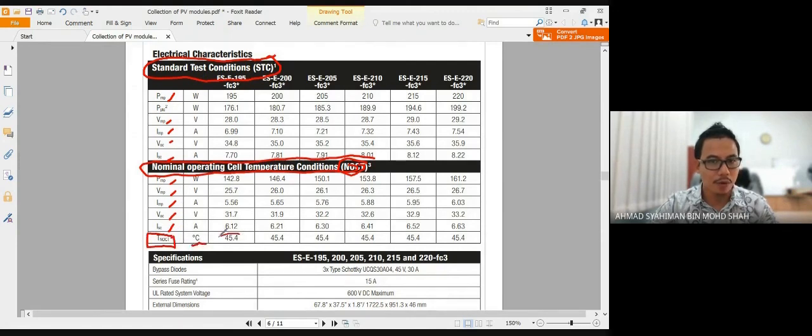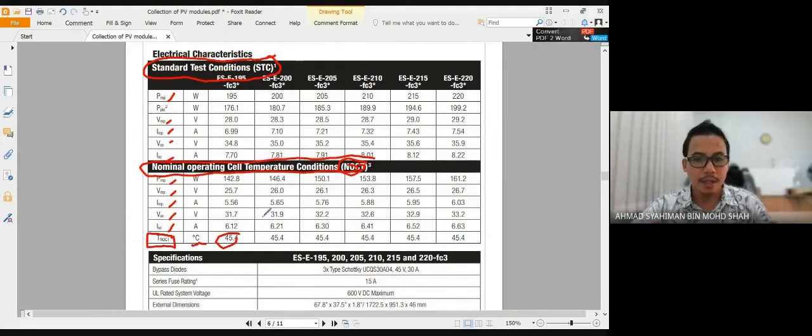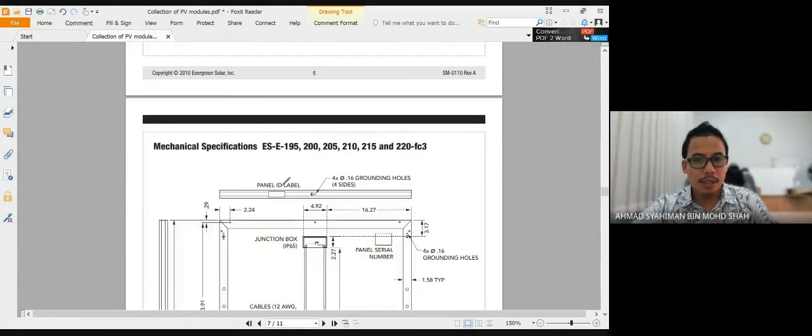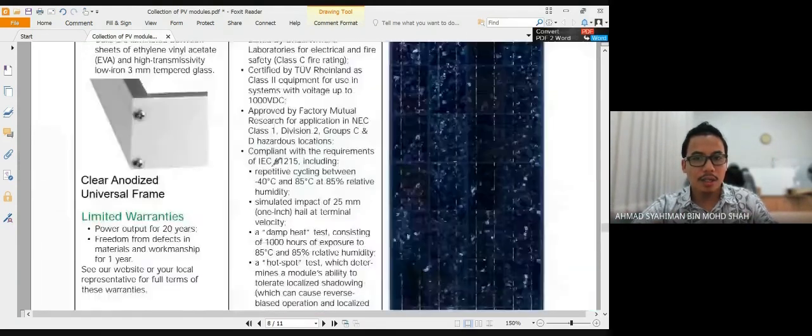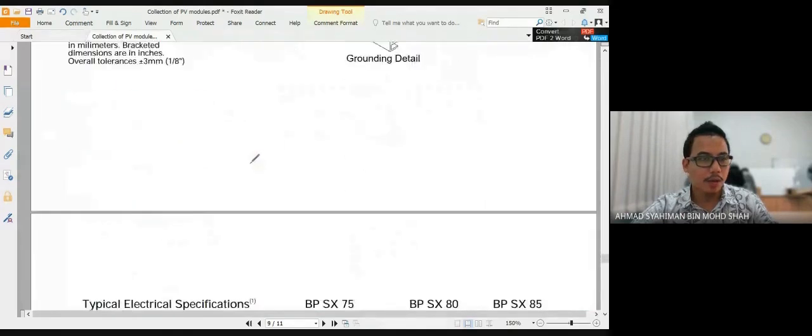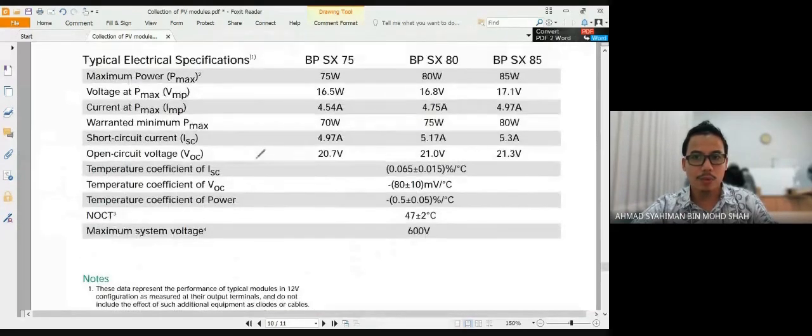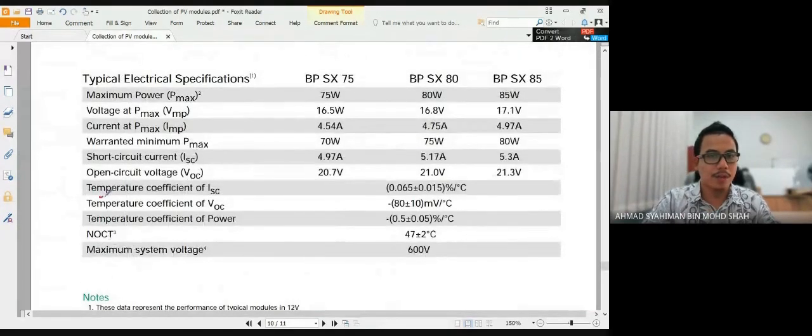Yang ni kena ambil ikut modul lah. Ni 45. Tadi 45 kan? Ini 45.4. So this is the value of NOCT roughly. Okay. Okay, ni contoh-contoh modul lah. Ini untuk yang ni. Kat empat dah. Okay, ini pun contoh. Ini contoh dia bagi temperature coefficient untuk IC.